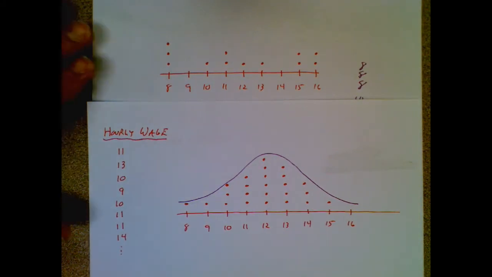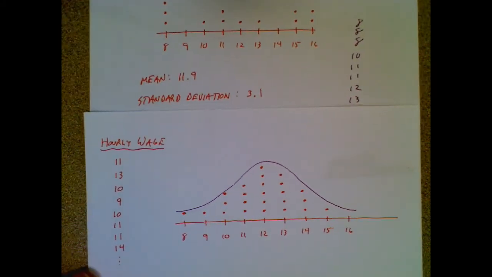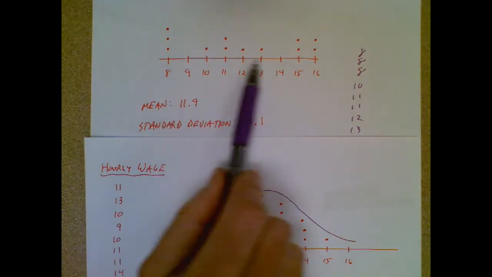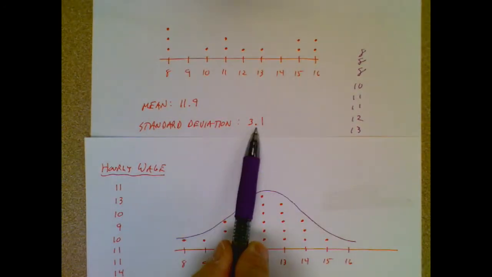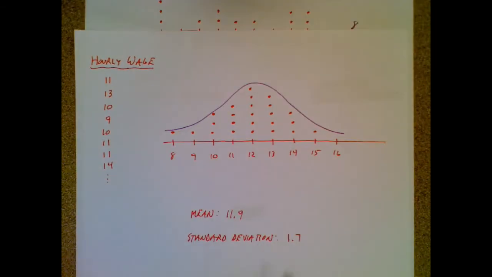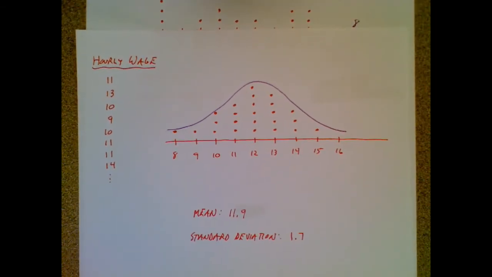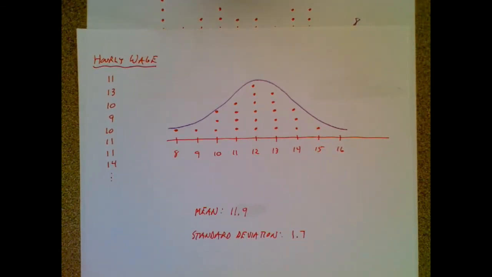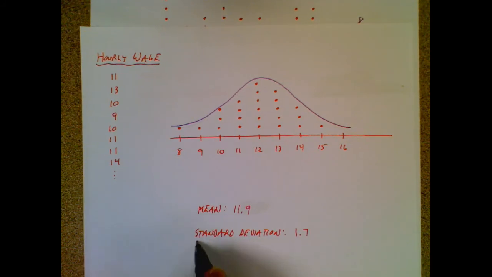I had mentioned a couple of times the standard deviation. For example, in this setup here, we had a standard deviation of 3.1, and in this set right here, we had a standard deviation of 1.7. So what is standard deviation? You can think of standard deviation as how closely or tightly packed the data is to the center.